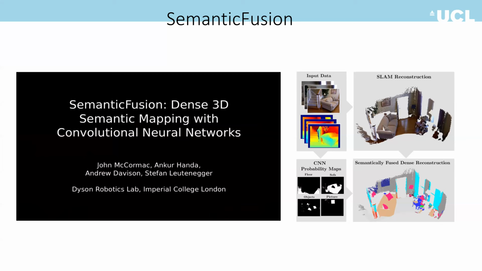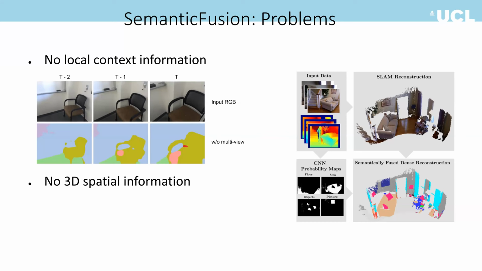But this pipeline has two issues. First is that the 2D network processes each frame separately. So there's no historical or local context information when we predict the 2D labels from a single frame, which might cause some inconsistency or bad 2D labels. Here's an example. We can see the same chair, but they are processed separately. So I think this yellow should be chair, but you get some misclassification here.